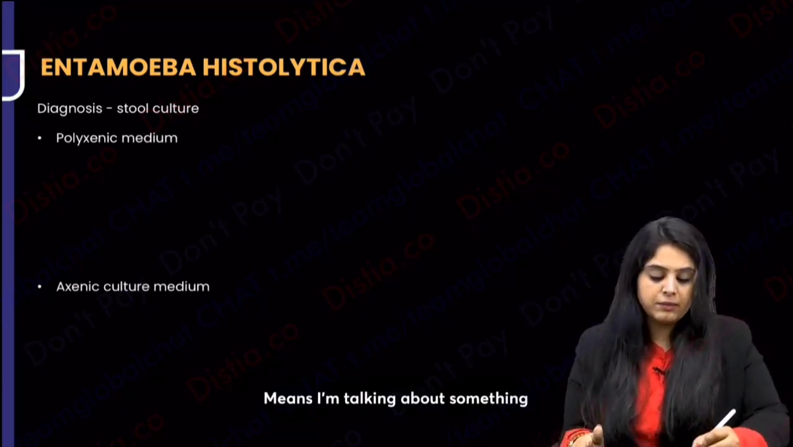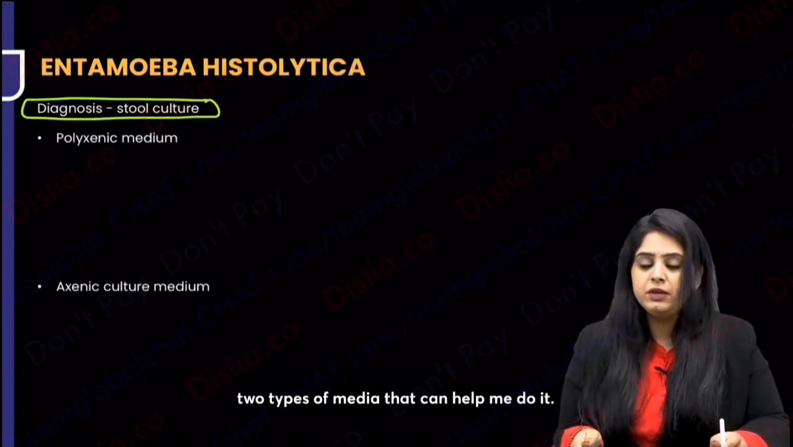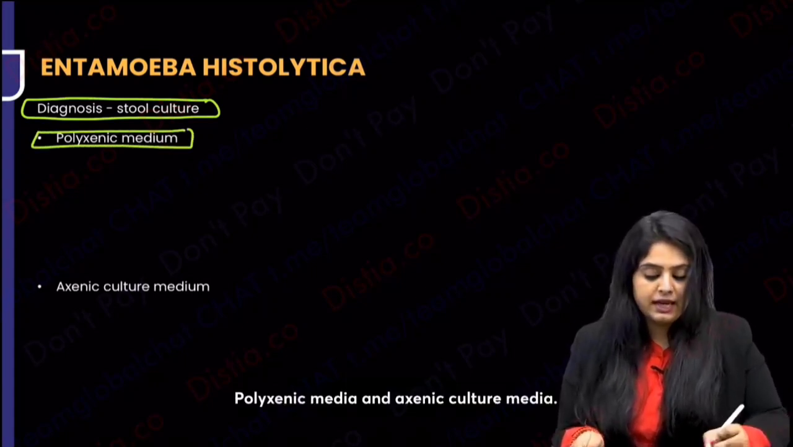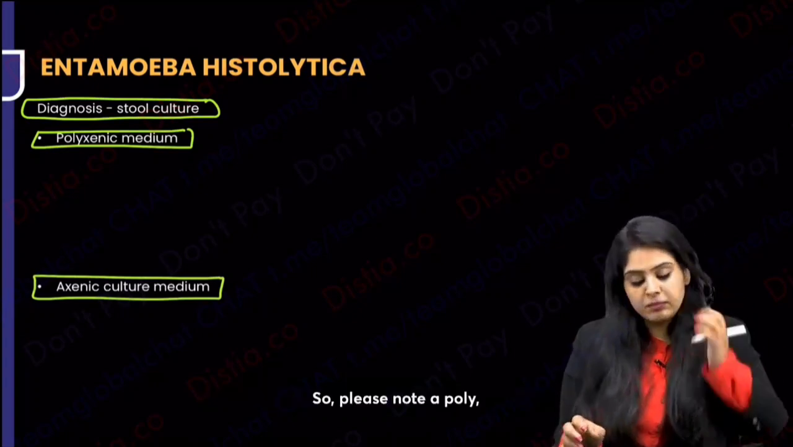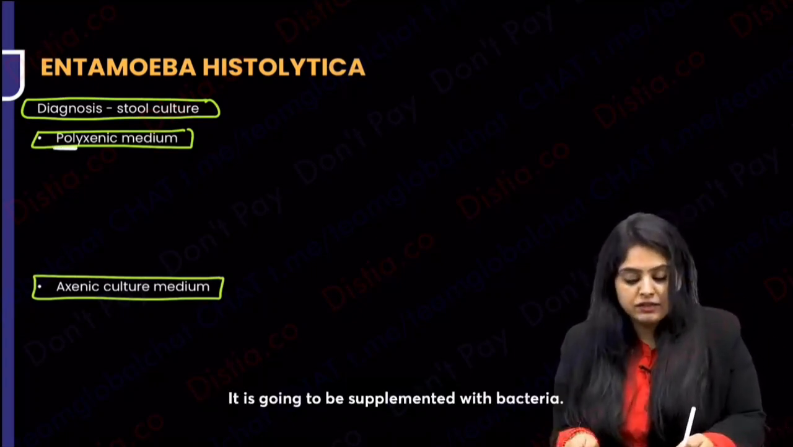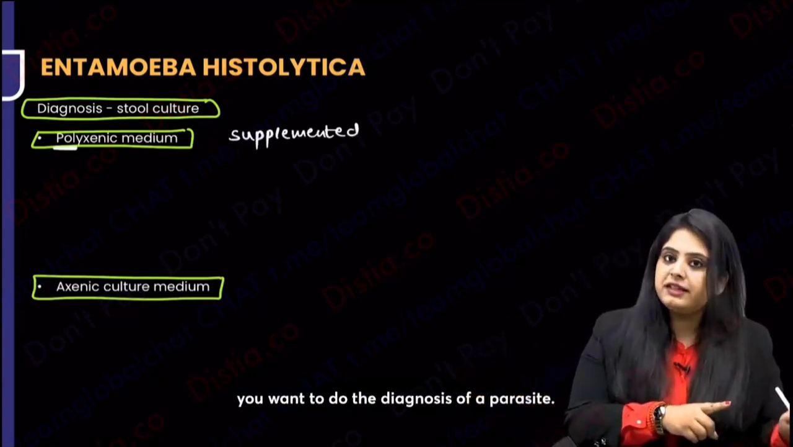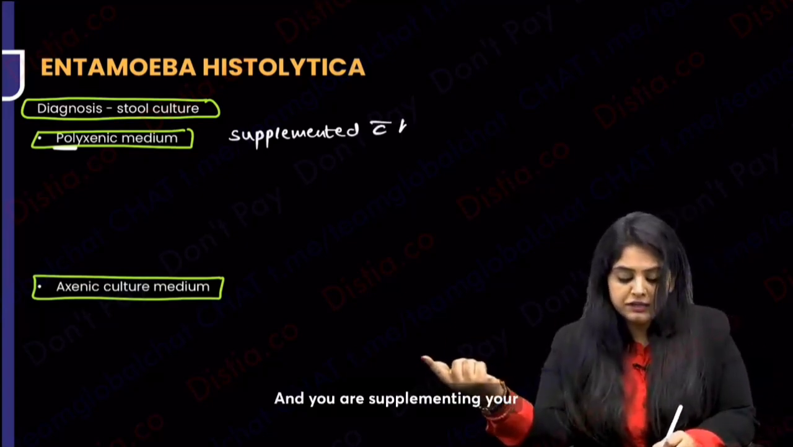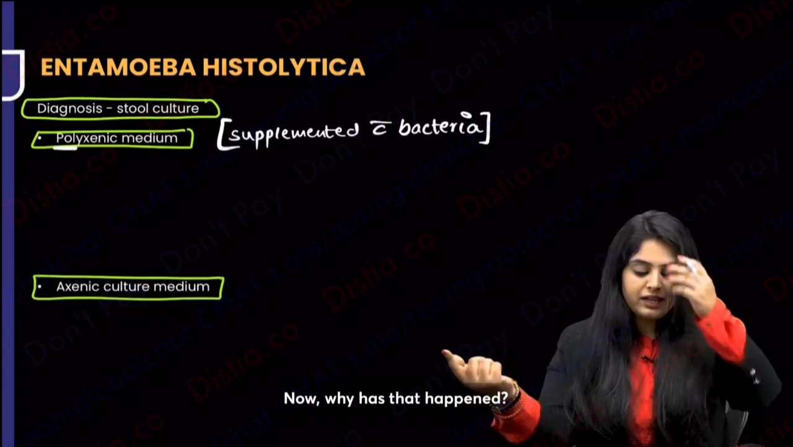Means I'm talking about something called a stool culture, and I have 2 types of media that can help me do it. Polyxenic media and axenic culture media. Many students don't know the meaning of this, so please note, a polyxenic media has many things. It is going to be supplemented with bacteria. You will say, hang on ma'am, you want to do the diagnosis of a parasite and you are supplementing your culture media with a bacteria.